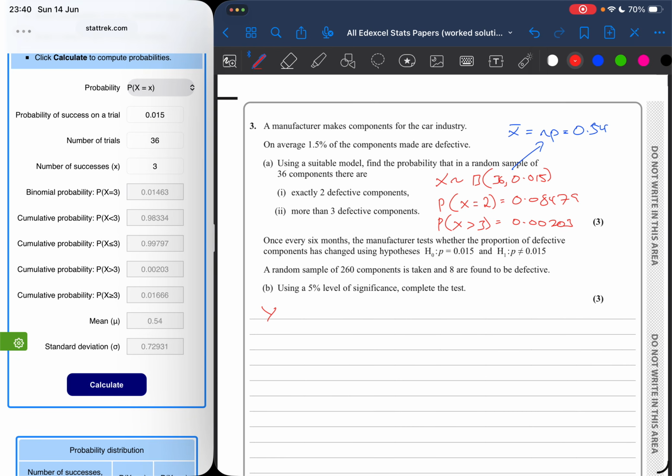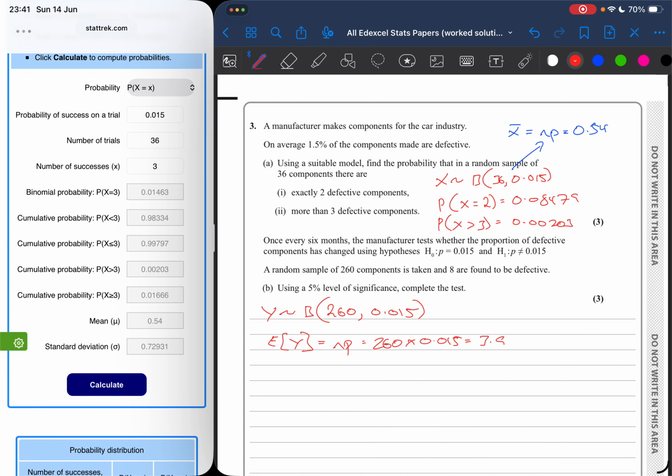Let's have a new distribution. Y, that's going to be distributed binomially, 260, and p is going to be still 0.015. Doing that then, what do we want to find? Well, we're told an observation, weren't we? 8 are found to be defective. Let's have a look at the mean. The expected value, we shouldn't really say mean, it is the expected value. It's just n times p, yeah? 260 times 0.015 gives me 3.9.